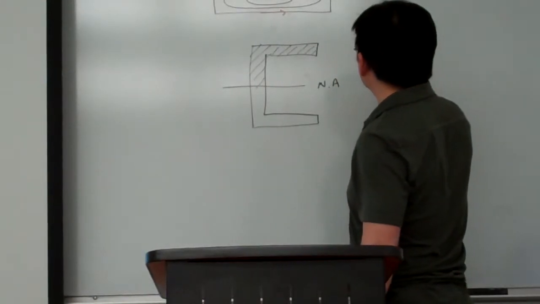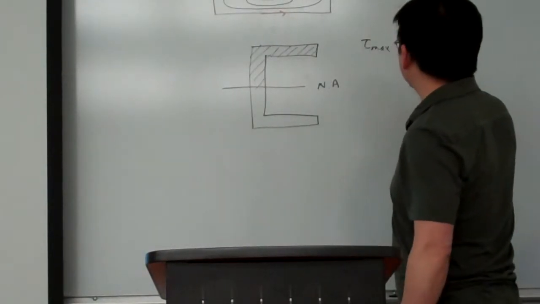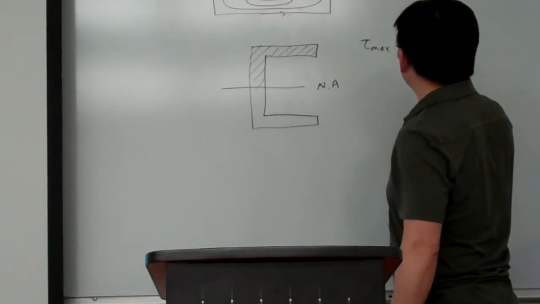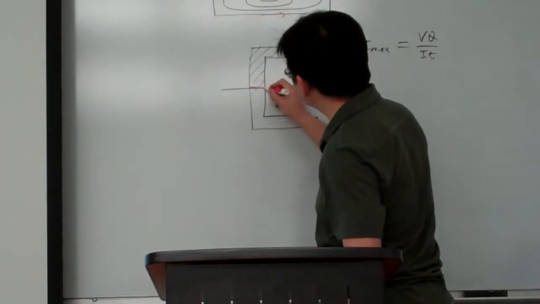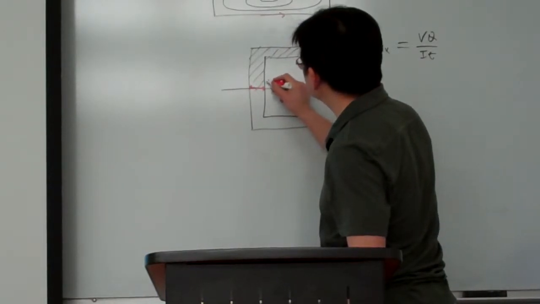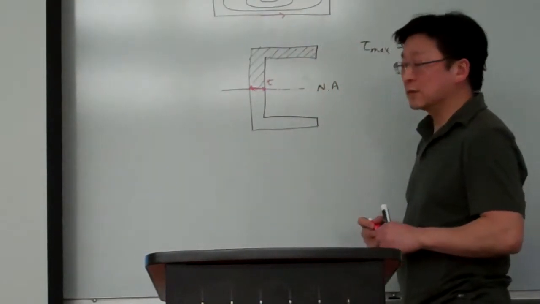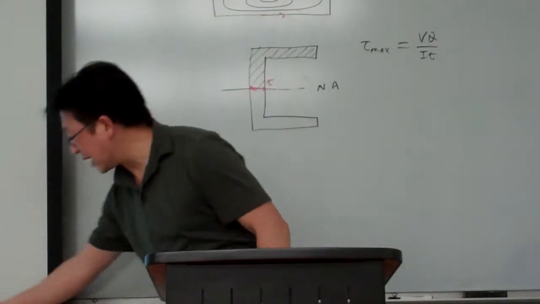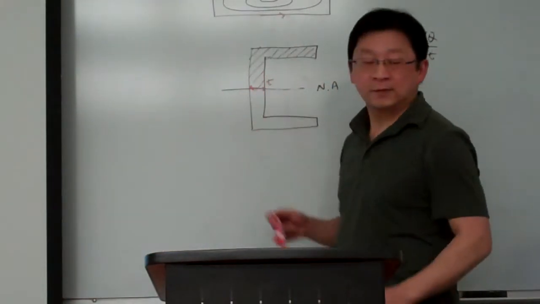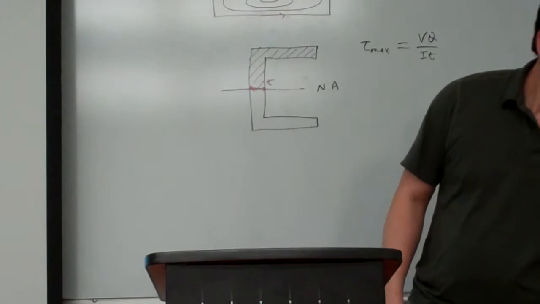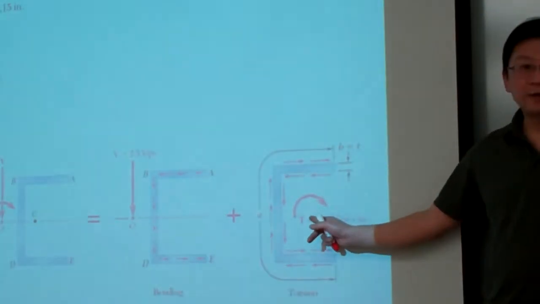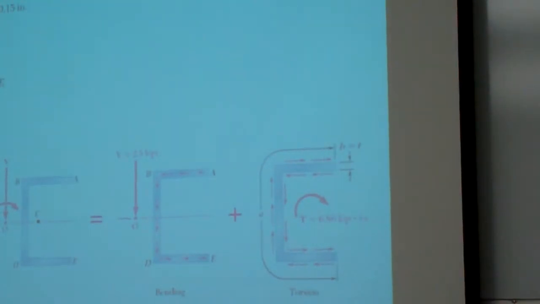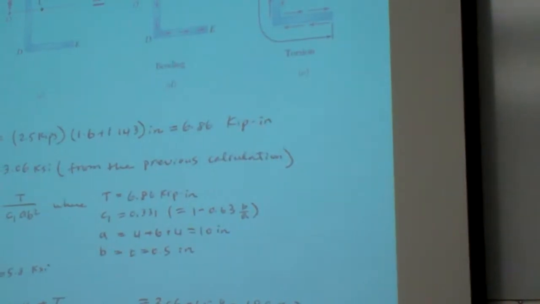So tau maximum for this case will be equal to VQ over It. The t will be the thickness here. So this number is calculated using this geometry. And then now we fix this one, then we simply work out this one. This one is old stuff, and that one we're simply using this formula.